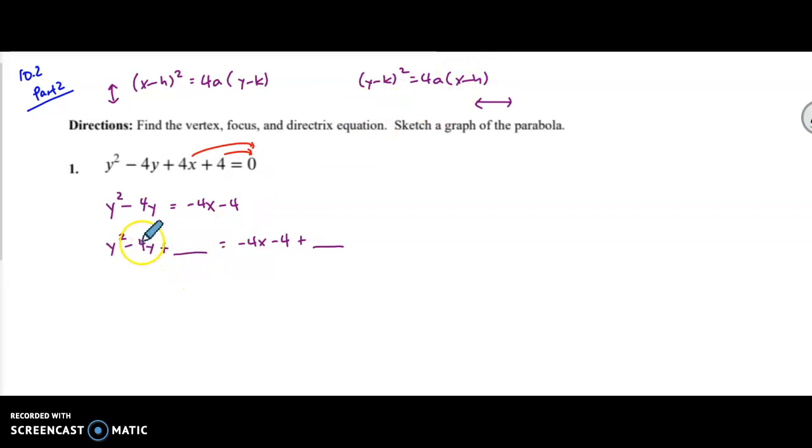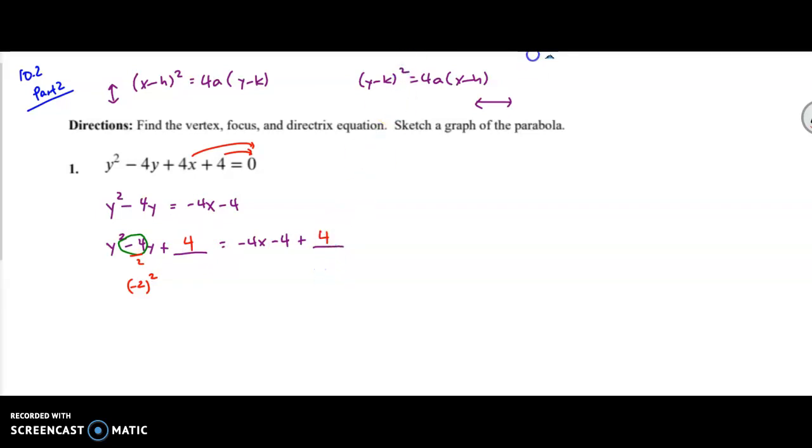For completing the square, remember we start with this b value, so this is negative 4. We start by dividing that by 2, and that's negative 2. Then we take that result and square it, and that's going to be a positive 4, so plus 4. So completing the square is you take that negative 4, always divide it by 2, and then square it. If I add 4 on the left, I've got to add 4 on the right side.